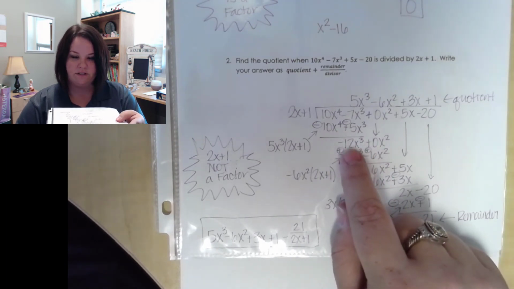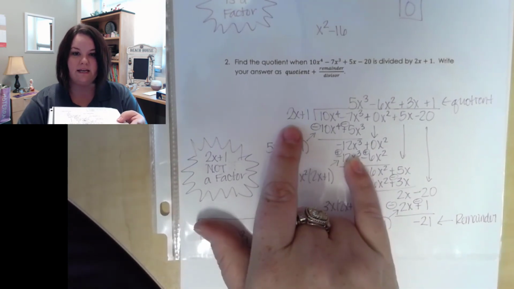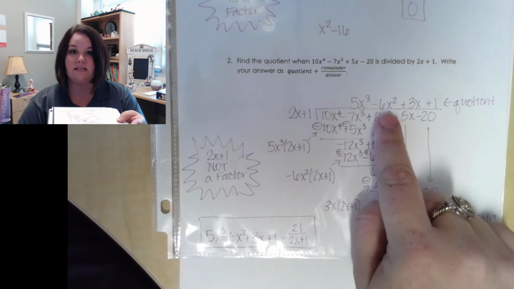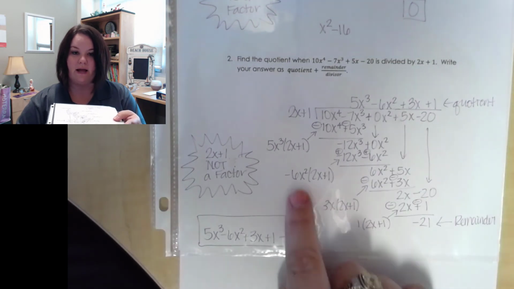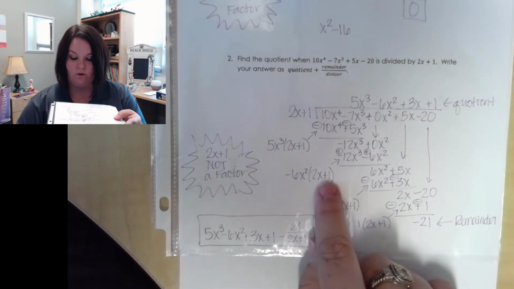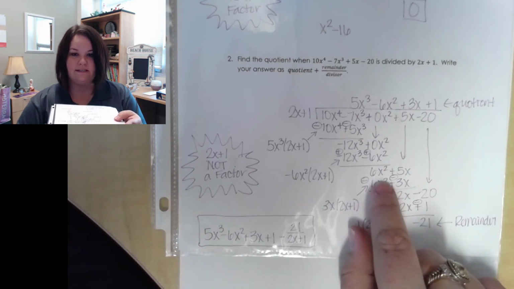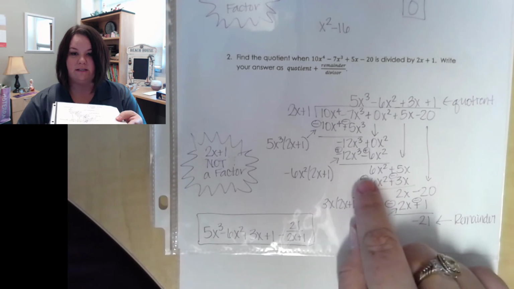Okay, bring down your 0x squared. What do I have to multiply my 2x by to get negative 12x cubed? I need to multiply by a negative 6x squared. So I take that negative 6x squared, multiply it by my divisor, write it below, draw your line, change your signs, and you're left over with 6x squared. Okay. Bring down your next term, which is a positive 5x, and then start the process over again.